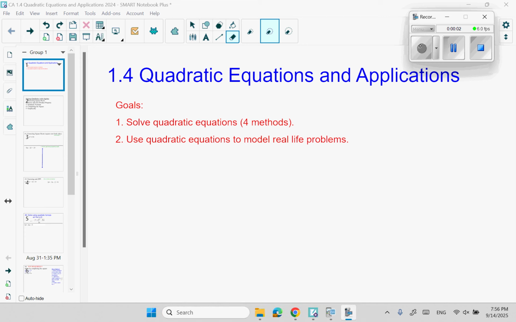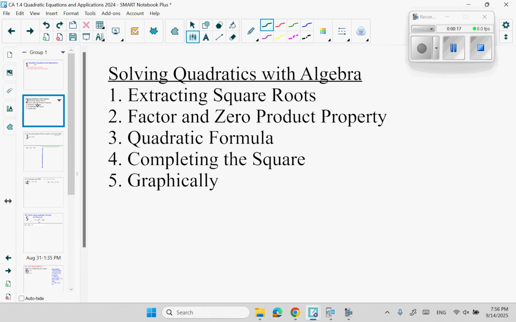Hello, and today we're going to be doing 1.4, which is quadratic equations and applications. When I talk about quadratic equations, it's usually parabolic in nature, so you have some sort of x squared situation going on. Now, there's about 5 ways that are common to solve these. Extracting square roots, factoring in the zero product property, quadratic formula, completing the square, and graphically. We're going to touch on the first 4.